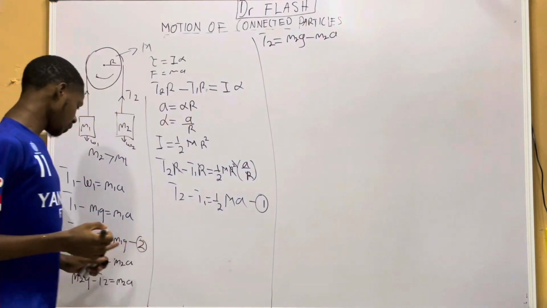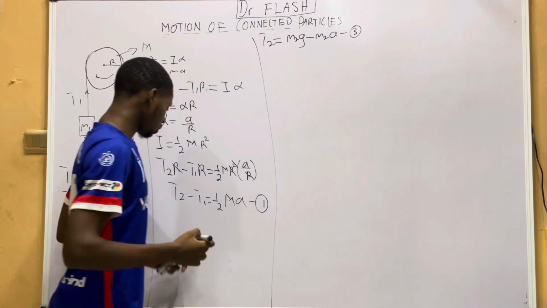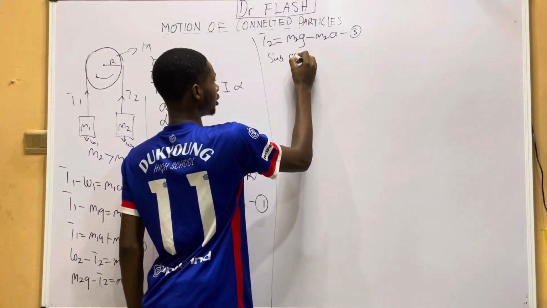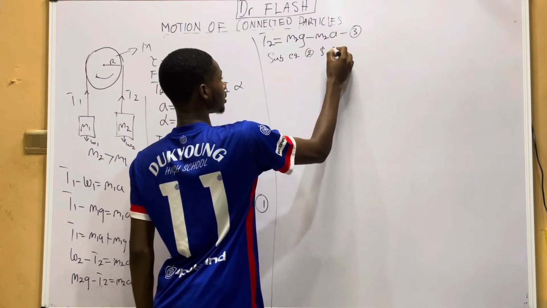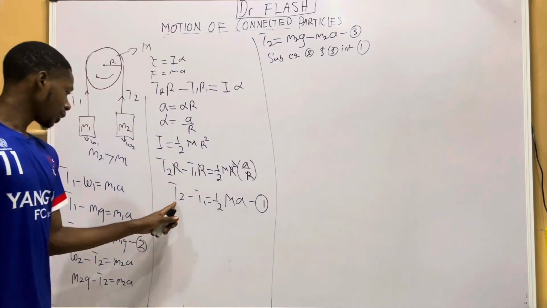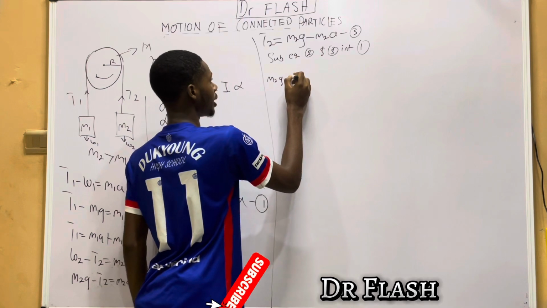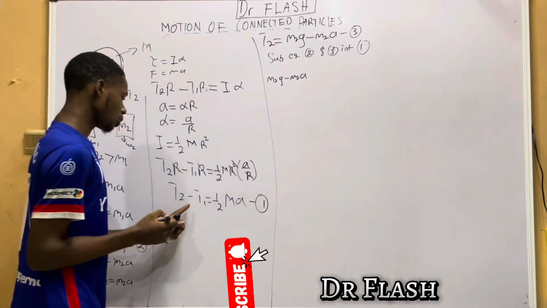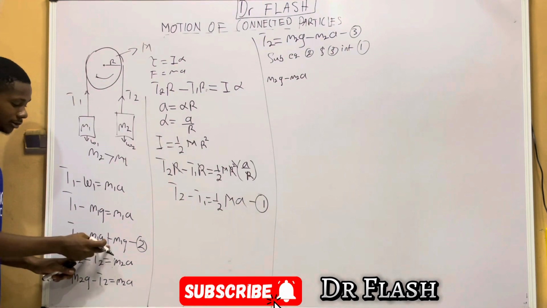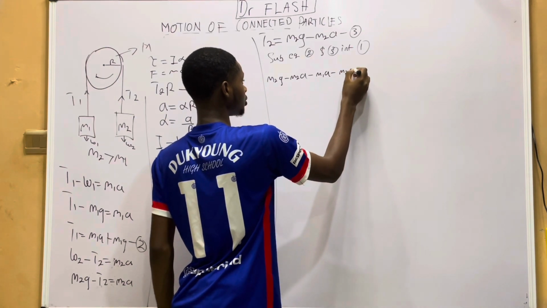Now we've obtained T1 and T2. I'll call this equation 3. Let's now substitute into the first equation. So I'm going to substitute equation 2 and 3 into equation 1. By doing that, T2 is going to be M2G minus M2A. That's T2 minus T1. Now we're having a negative sign here, so we're going to have minus A and minus A. So we're having minus M1A minus M2G.